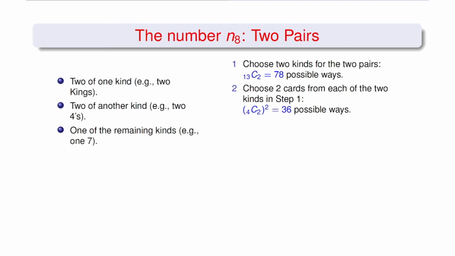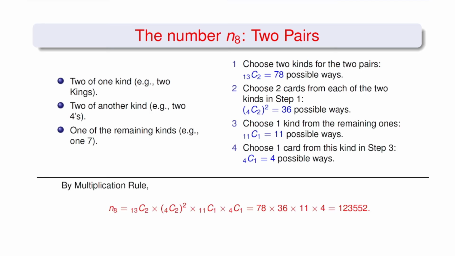Step 3. We're going to choose 1 kind from the remaining ones. After choosing 2 kinds, there are 11 kinds left. So from these 11 we choose 1, so 11 choose 1, that's 11 possible ways. And from the kind in step 3, we just need to choose 1 card. That's 4 choose 1, which is 4 possible ways.